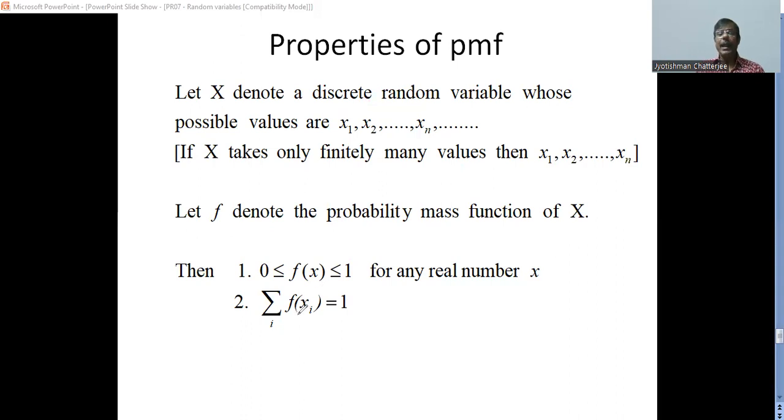Now, x1, x2, x3, etc. are all possible values of capital X. When we consider the corresponding f values, or probability mass function values, and add them up, we must get 1. That's also an important property. I'll tell you why it happens.